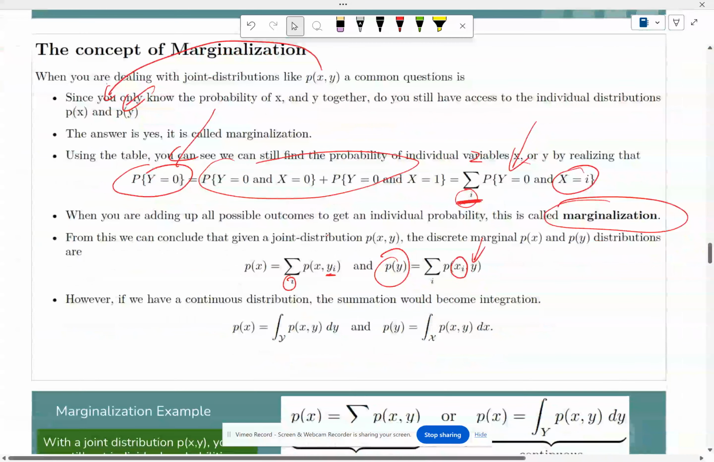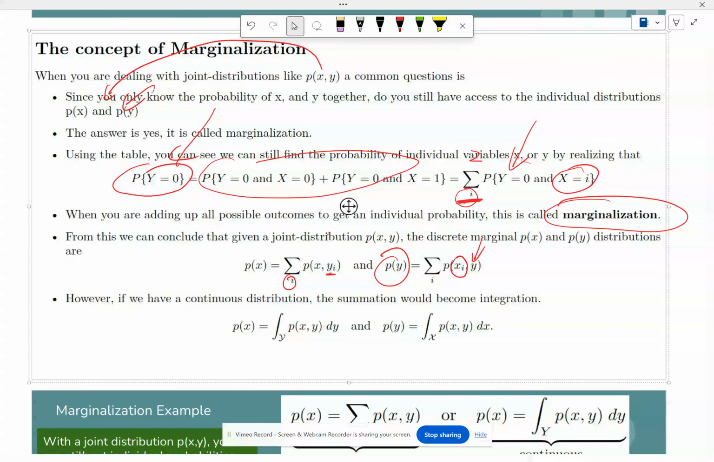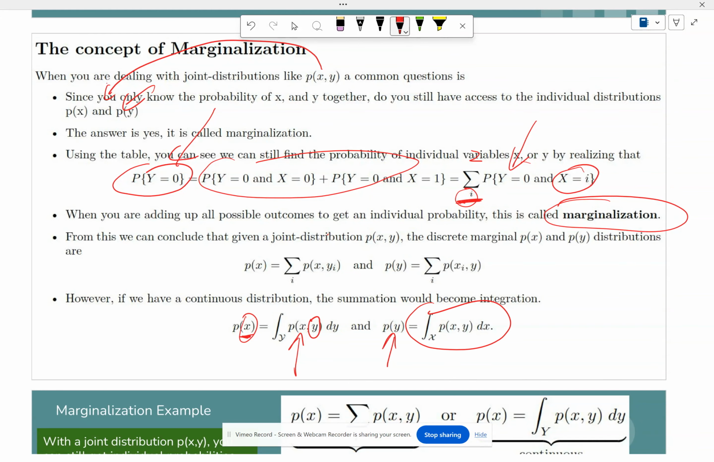Now, this extends to continuous distributions. If it's discrete, then you do the sum. If it's continuous, then you need to do the integral. So for p of x, you will need to do the integral, summing up all the y's. Notice we left the x alone because it's p of x. Conversely, if we want p of y, then we just take the integral and sum up all the x's.